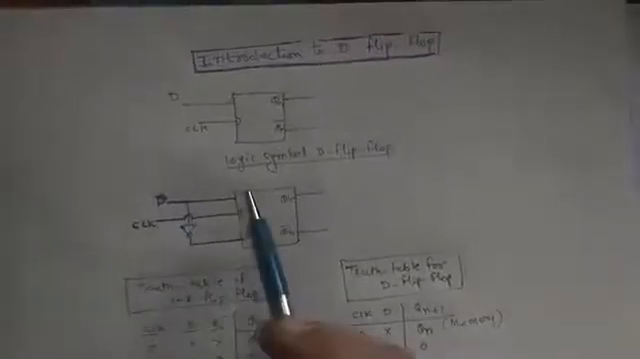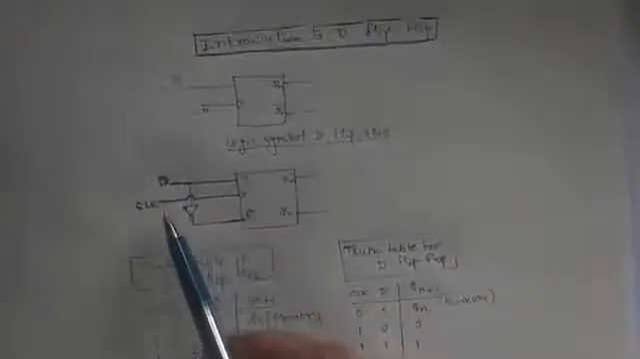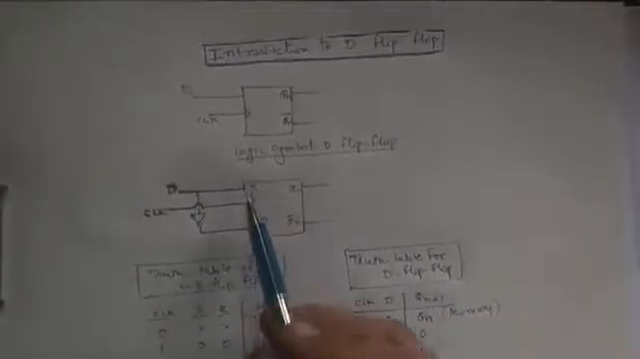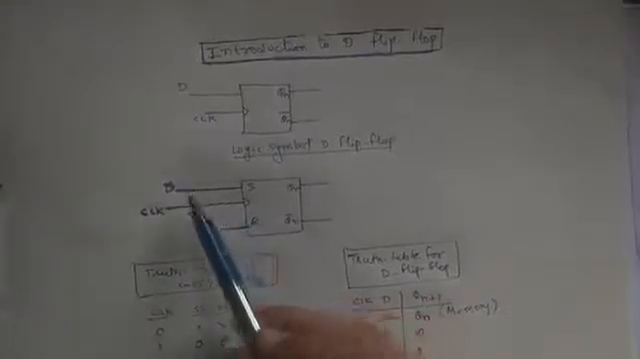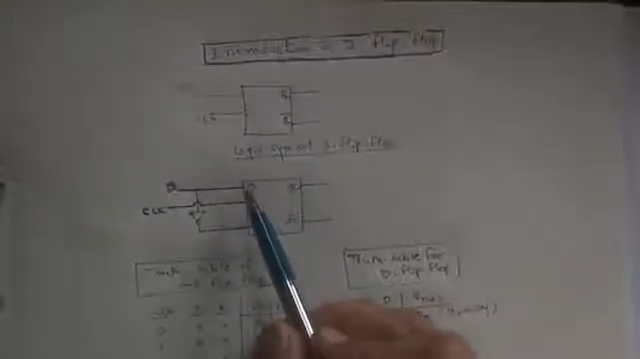Now, in order to prove this truth table, first have a look at this. Here, as you can see, we have one D input. This is S, R, and as we can see, these two are complement to each other. Whenever D will be 0, at that time S will be 0 and R will be 1. When D will be 1, at that time S will be 1 and R will be 0.